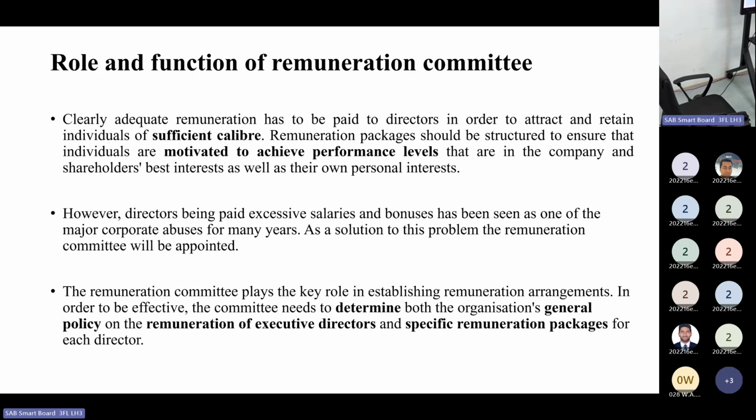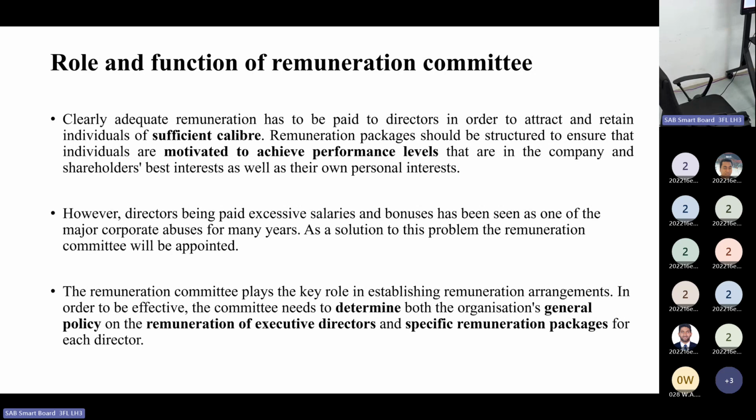So all these top people, who you invited to your board, are reputed people. They don't want to spend time without getting any compensation. So you have to pay them sufficiently, but you can't pay them more also. Right? There should be a balance. So that balance needs to be decided by this remuneration committee.